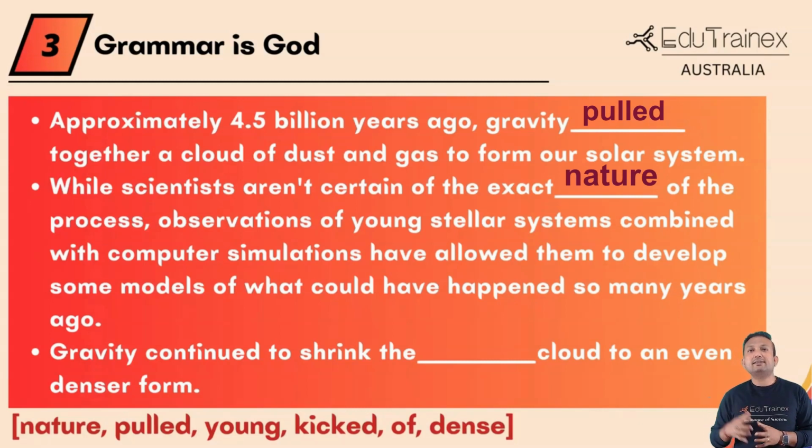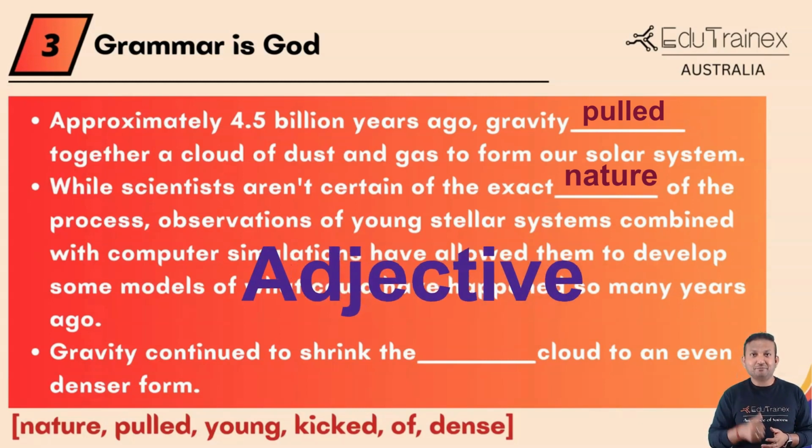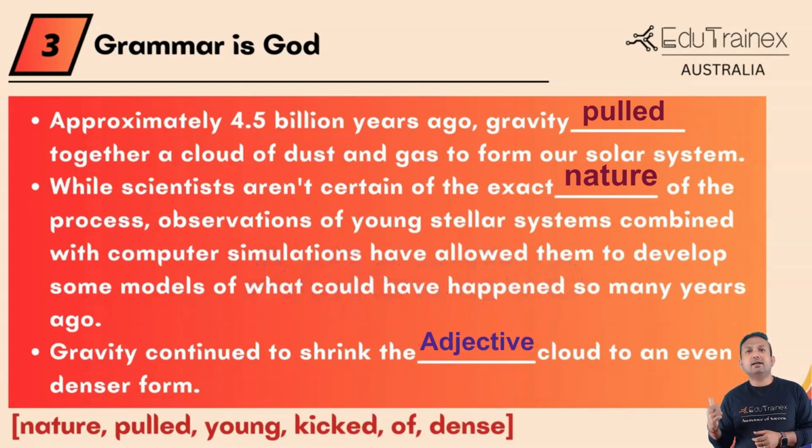The third blank says, gravity continued to shrink the dash cloud. Now, cloud is a noun and we are trying to describe the cloud here. So it will be adjective, right? Because adjective describes a noun. In the options, I see young and dense as adjectives, and dense cloud fits meaningfully here. So that's how we use grammar to solve the reading questions.